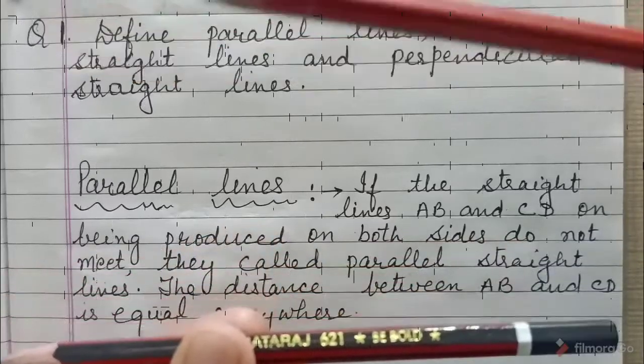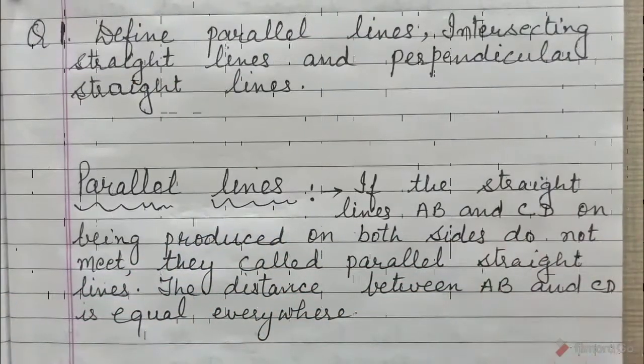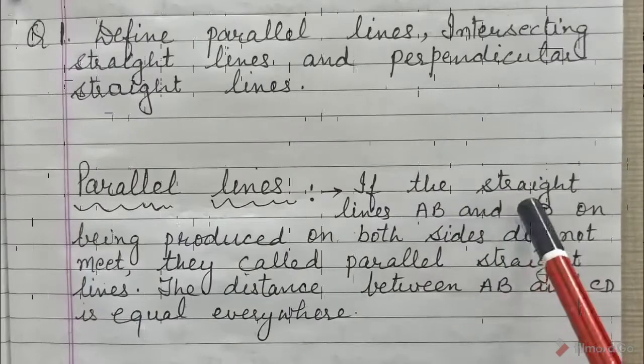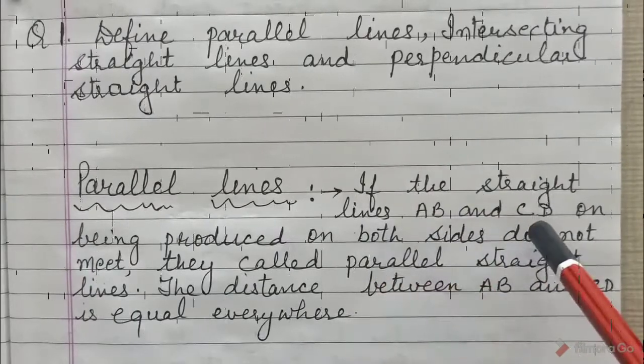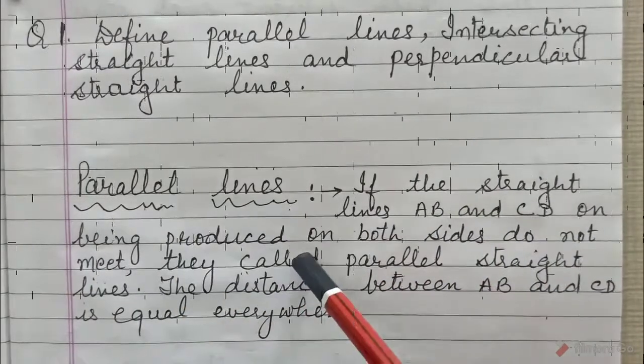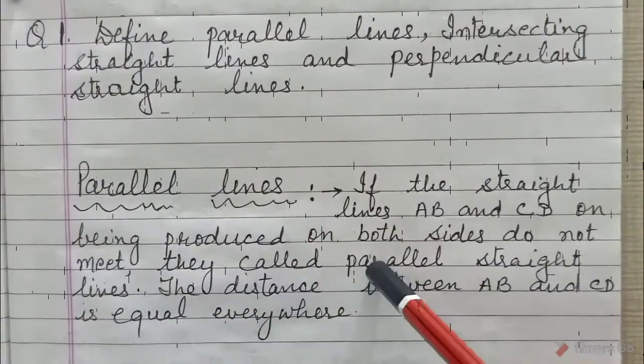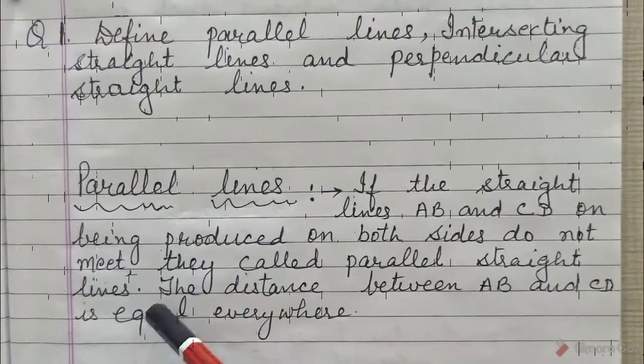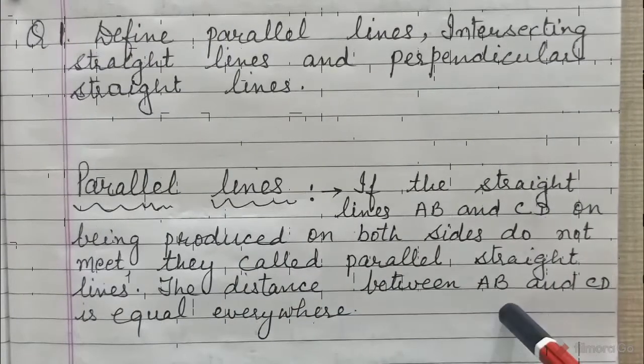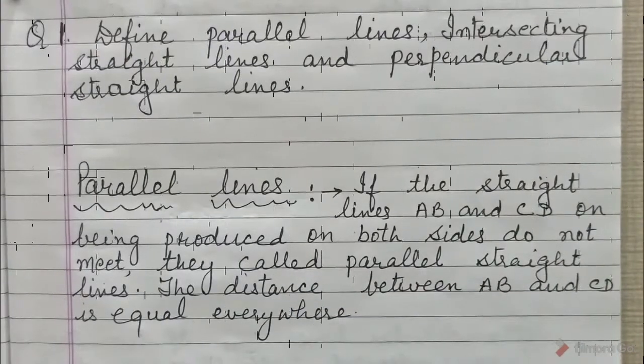How to draw it and how to define it? If the straight lines AB and CD, on being produced on both sides, do not meet, they are called parallel straight lines. The distance between AB and CD is equal everywhere.